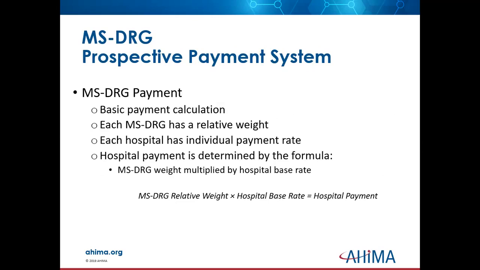The way it works in terms of reimbursement for the hospital, this could be a college course in and of itself, but each MSDRG has a relative weight. Each hospital has an individual payment rate, and the hospital payment is determined by the MSDRG weight multiplied by the hospital base rate, which equals the hospital payment.